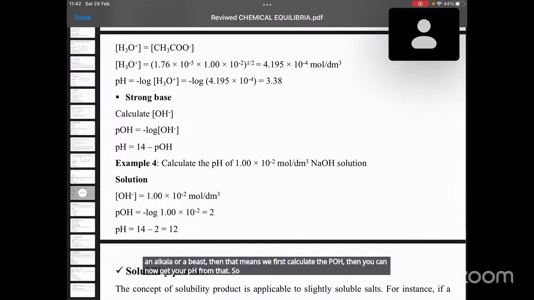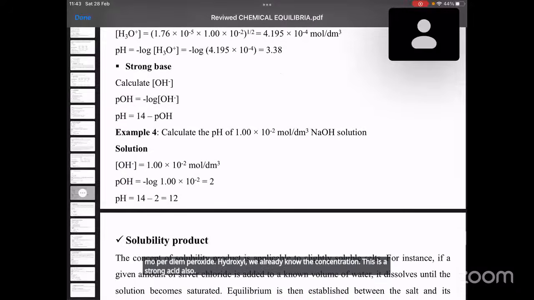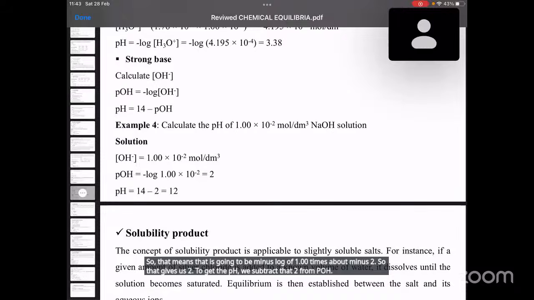Now, calculate the pH of 1.0 times 10 to the power minus 2 mole per dm cube of sodium hydroxide. For the hydroxyl, we already know the concentration. This is a strong base also. So when we do our pOH, that's going to be minus log of 1.00 times 10 to the power minus 2. So that gives us 2. To get the pH, we subtract that 2 from 14 to give us the pH.